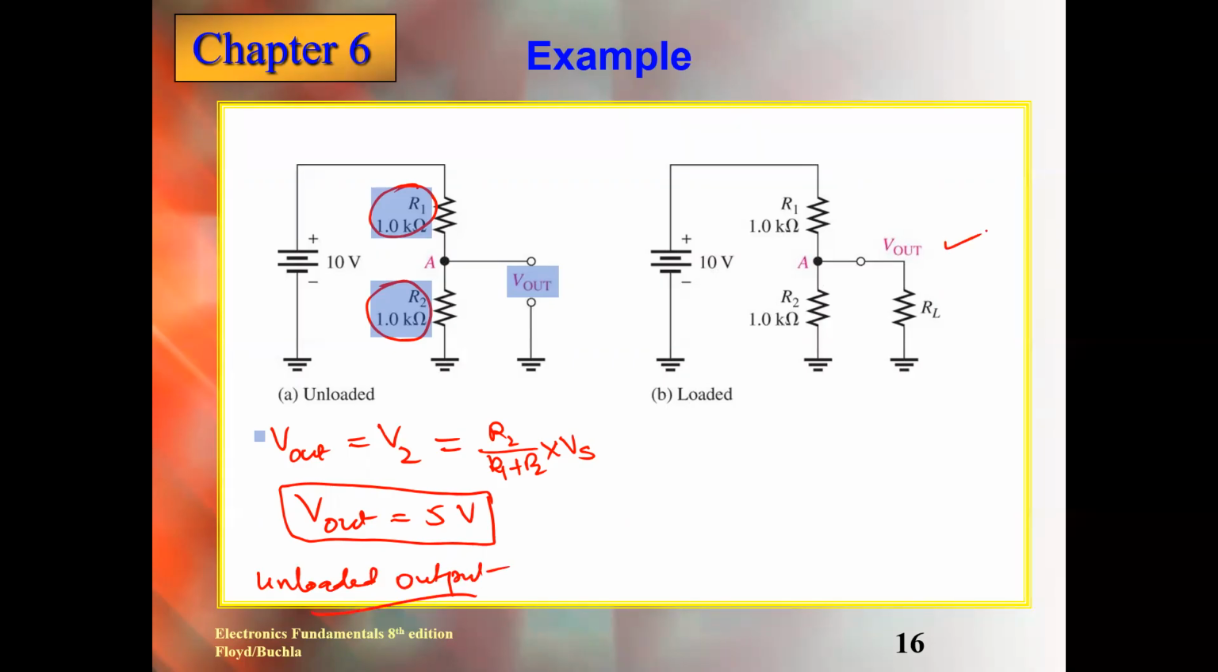Now guys, look at the second one. Here we connected the load RL, so this circuit is called loaded. If we want to calculate V out, the voltage from here to here, we cannot calculate it directly. For example, suppose this resistance is 1 kilo ohm, again 1 kilo ohm, and I am asking how much V out is. How will you calculate it? Any idea, guys?